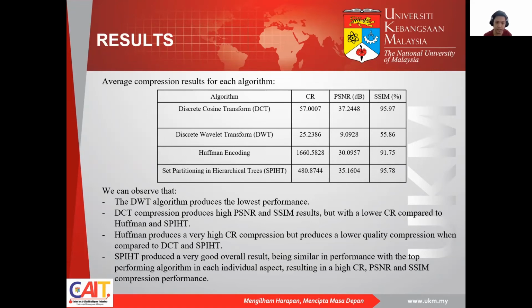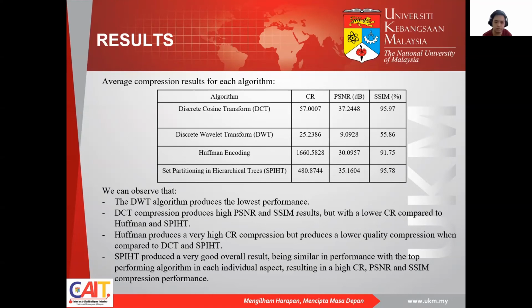And SPIHT produced a very good overall result, being similar in performance to the top performing algorithm in each individual aspect. We can see that it produces a quite high compression ratio when compared to DCT and DWT, and also a very high PSNR and SSIM when compared to DWT and Huffman. In the next slide, we will see how this is shown visually.